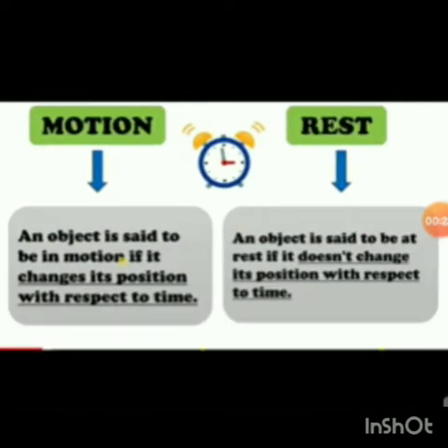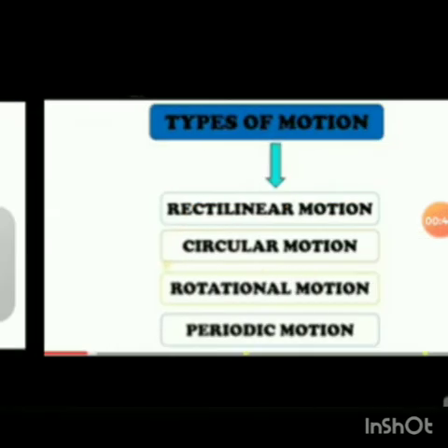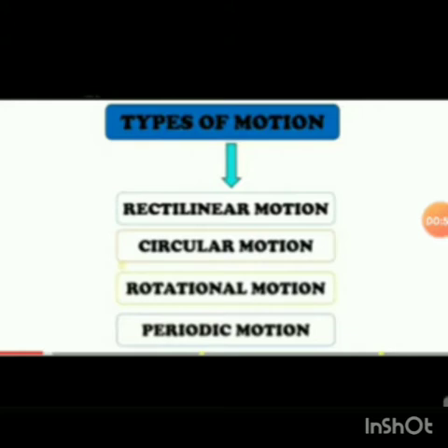An object is said to be in motion if it changes its position with respect to time. And rest: an object is said to be at rest if it does not change its position with respect to time. There are types of motion, which are rectilinear motion, circular motion, rotational motion and periodic motion, which we have studied in our previous year.